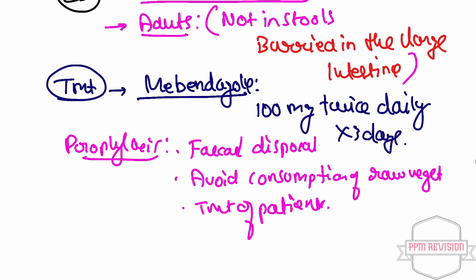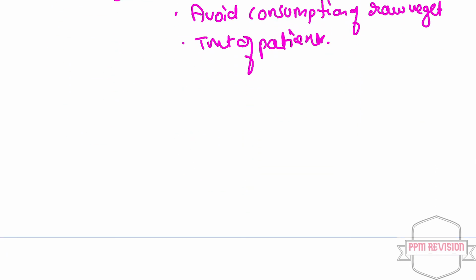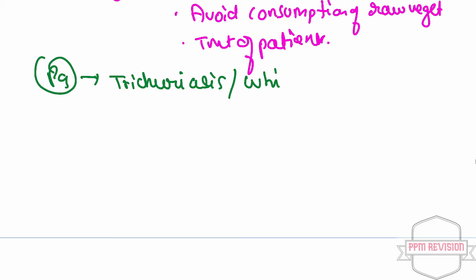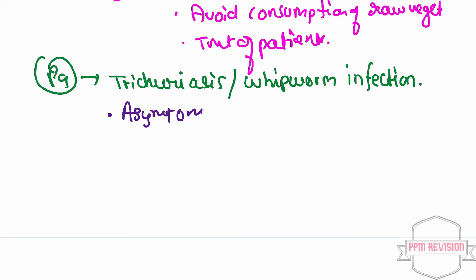Now, a quick note on the infections caused, that is the pathogenesis. It results in a condition known as trichuriasis, also known as whipworm infection, and it is mainly asymptomatic. And it may result due to mechanical effects, or there can be allergic reactions as well, which can lead to symptoms.